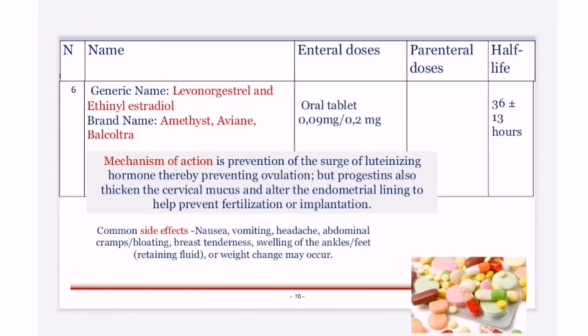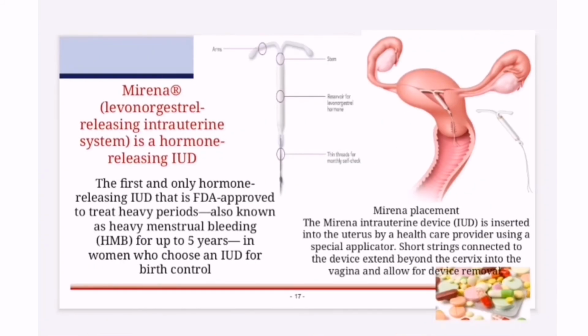Next is levonorgestrel. Internal dose is 0.0509 per 0.2 mg, and half-life is 13 hours. Side effects: nausea, vomiting, headache, abdominal cramps, bloating, breast tenderness, swelling of the ankles, and weight change may occur.